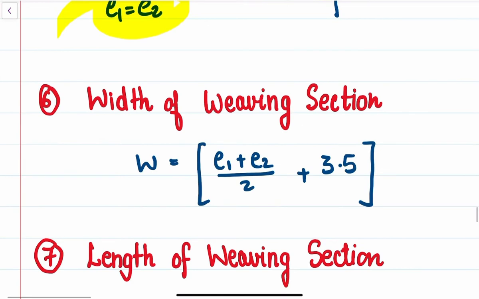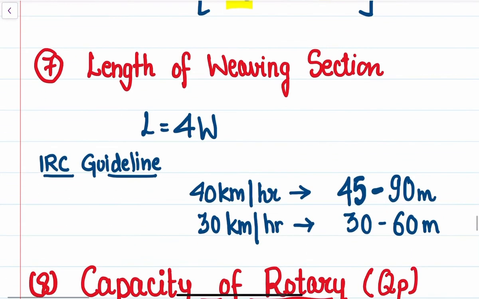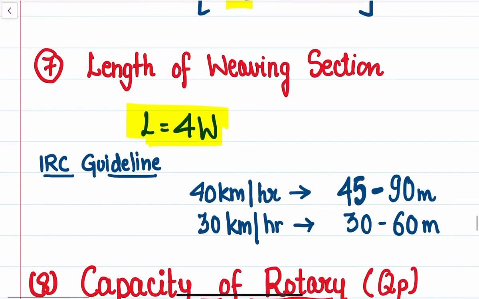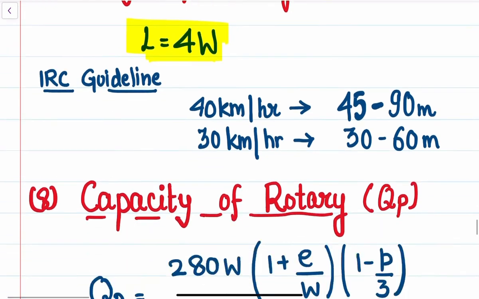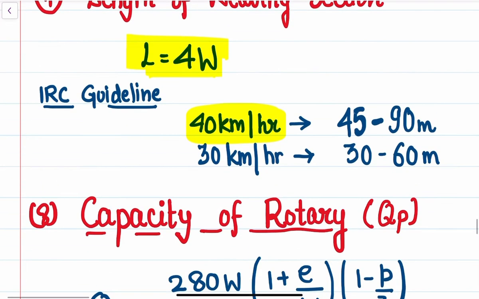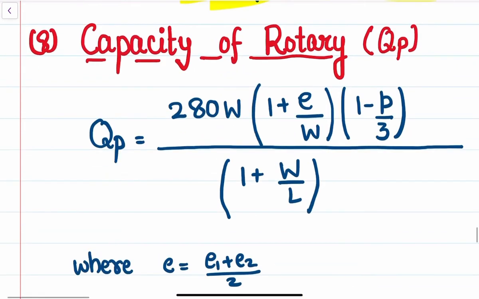Width of weaving section will be equal to (E1 plus E2) by 2, that is the sum of entry width and exit width divided by 2, plus 3.5. So that will be the width of the weaving section. Length of weaving section will be 4 times the width of the weaving section. And as per IRC guidelines, if you are taking a design speed of 40 km per hour, the length should be 45 to 90 meters, and for 30 km per hour, 30 to 60 meters. That is the range given by IRC.